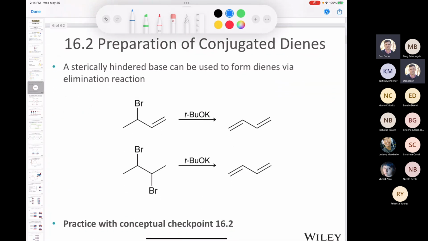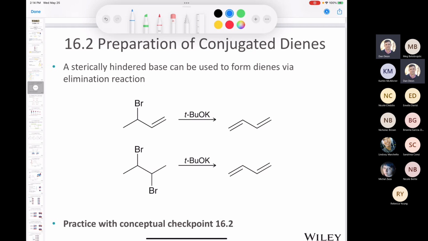Okay, well, let's talk about how you would make a diene. You've probably noticed at this point in your career as an organic chemist that kind of the same concepts come up in every chapter. It's either how do you name this compound or how do you make this compound, right? So let's talk about how you would make a diene. And there's a couple of different ways.